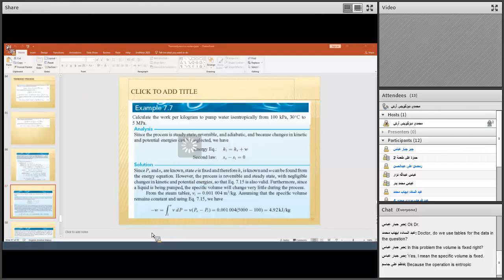Okay, Kazem, the process is isentropic, not entropic. It's not an operation, it's a kind of process. Isentropic process means a reversible and adiabatic process between state 1 and state 2. Any other question?